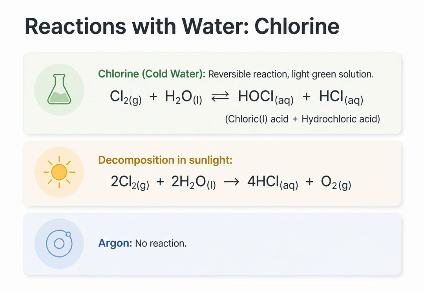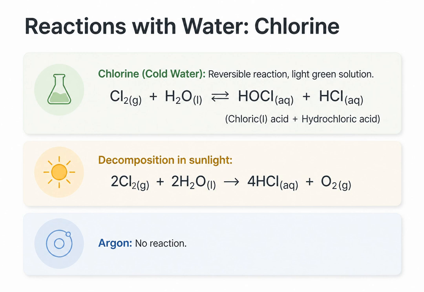Chlorine slowly and partially dissolves in cold water to form a light green solution. This is a reversible reaction that yields a mixture of hydrochloric acid and chloric-1 acid, also known as hypochlorous acid. If left in sunlight, the chloric-1 acid decomposes, shifting the reaction to produce more hydrochloric acid and releasing oxygen gas.